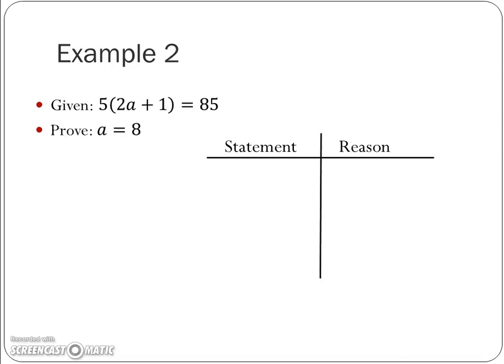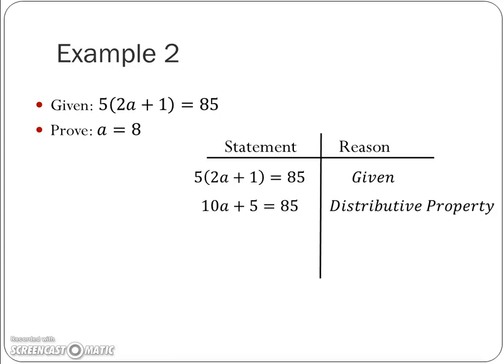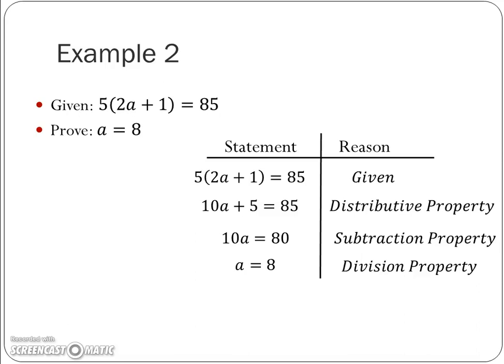Here, this time what's given is 5 times the quantity 2a plus 1 equals 85. That was given. We're going to distribute and get 10a plus 5. That's distributive property. Subtract 5, we get 80. Subtraction. Divide by 10, we get a equals 8, division property.